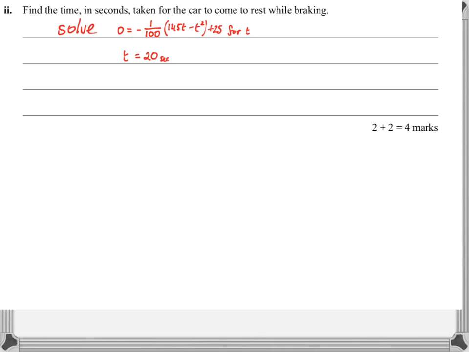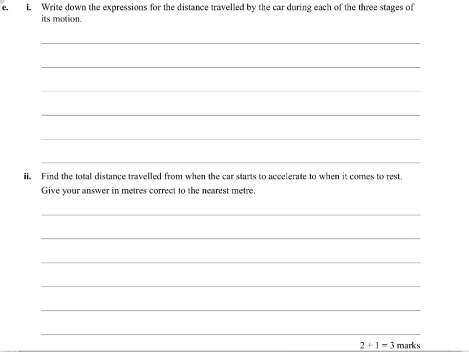So we're doing well. Let's look at the next bit. Part: write down the expressions, plural, for distance travelled by the car during each of the 3 stages of its motion. So the first stage was when the car was accelerating. This is the first part of the problem, so we're accelerating.